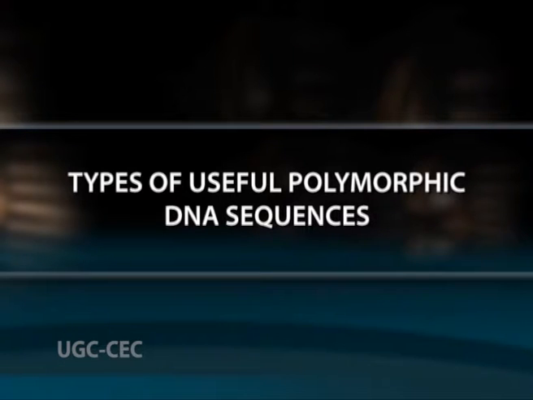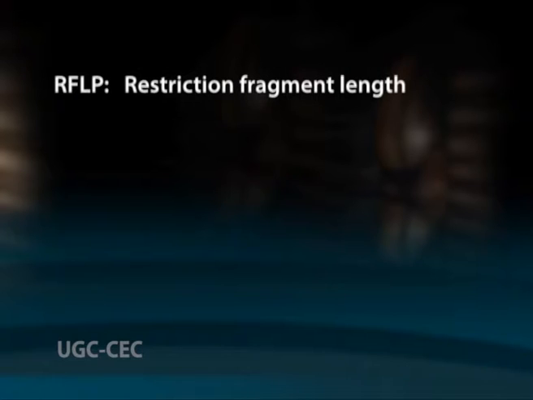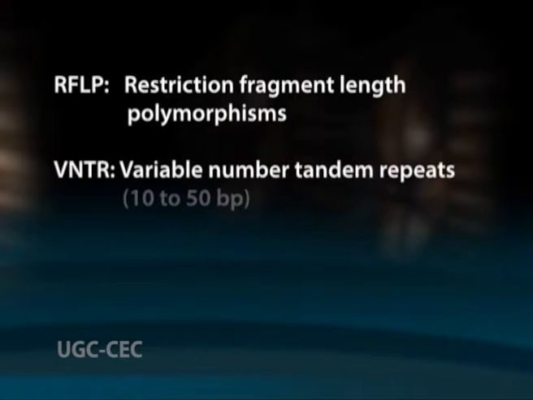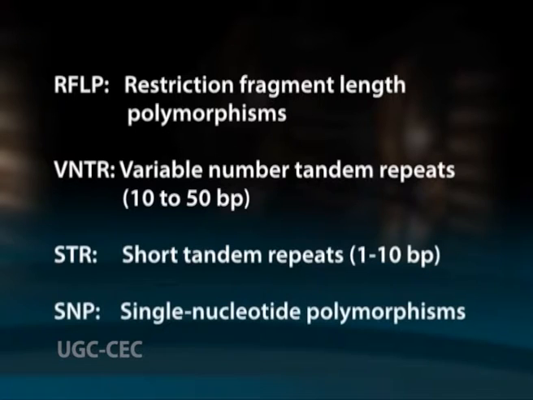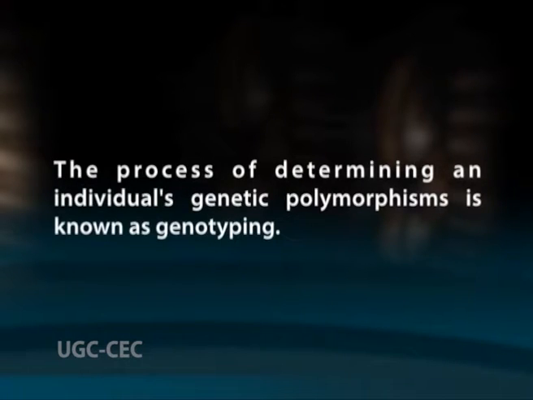Types of useful polymorphic DNA sequences. First one, RFLP, restriction fragment length polymorphism. Second one, variable number tandem repeats, 10 to 50 base pairs, that is VNTR. Short tandem repeats, 1 to 10 base pairs, that is STR. Single nucleotide polymorphisms, SNPs. The process of determining an individual's genetic polymorphisms is known as genotyping.